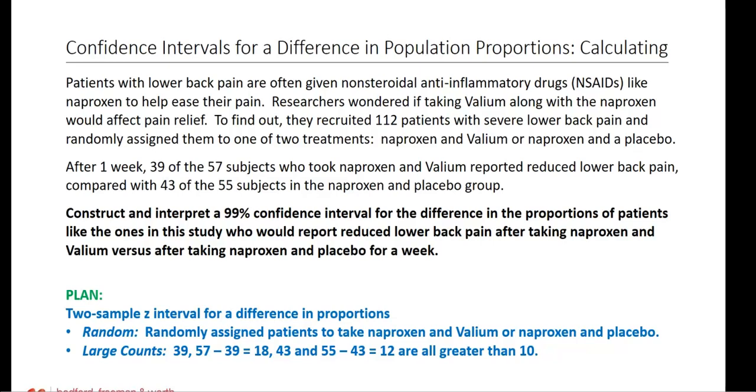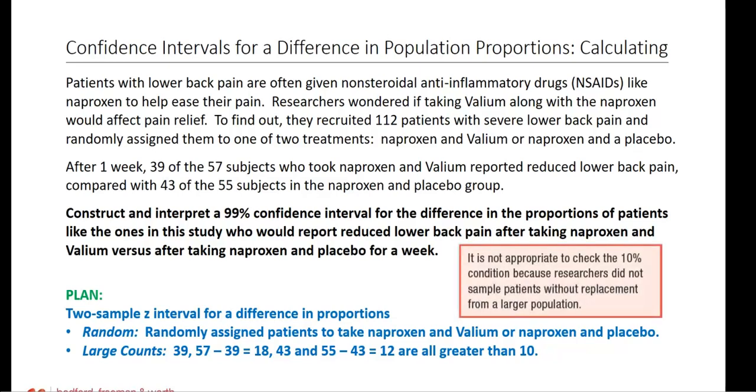Large counts condition. It kind of tells us the large counts. There were 39 successes, which means 18 failures in the first one, and 43 successes, which means 12 failures. So you could multiply out the n times p hat here, or just grab the number of successes and failures. It seems easier to grab the number of successes and failures here, but all those are at least greater than or equal to 10.